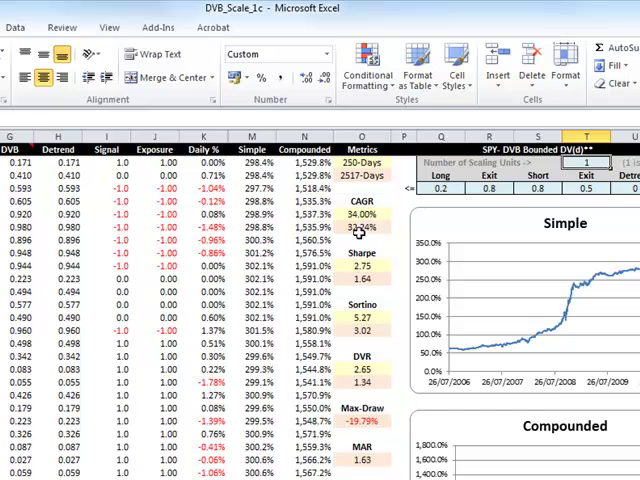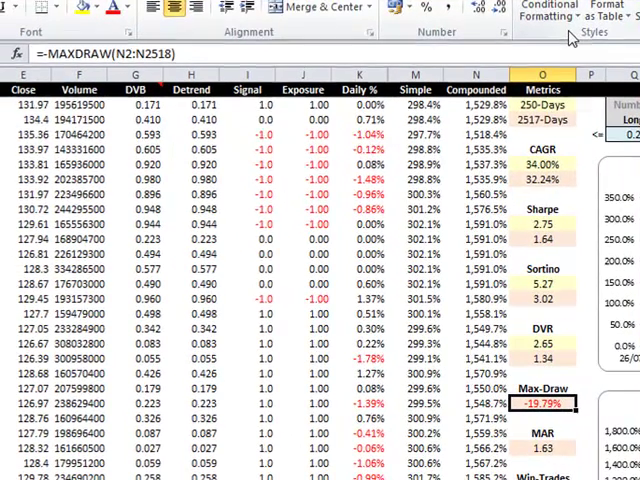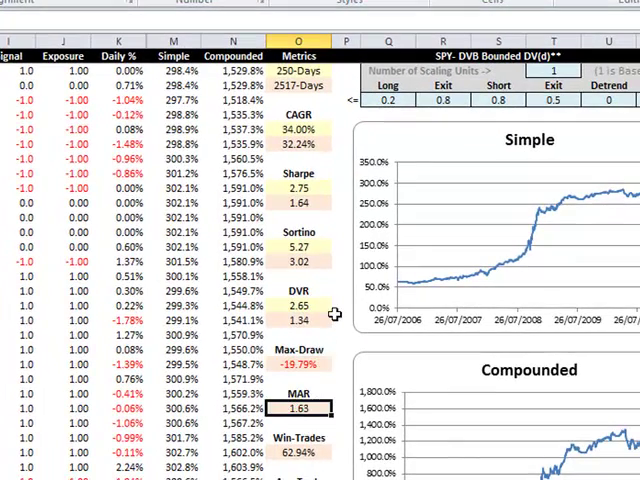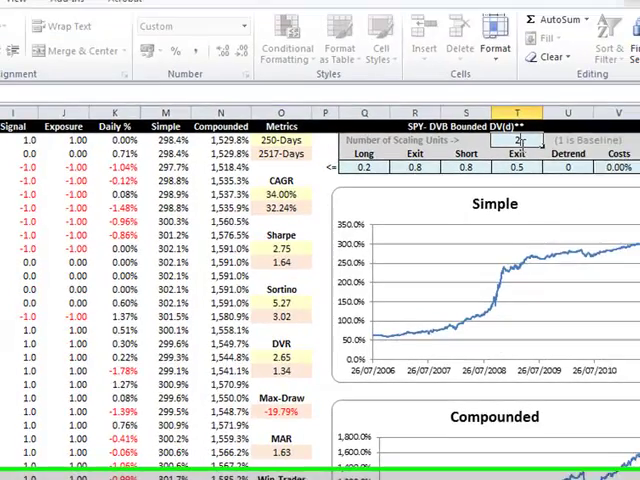So we can see here that the CAGR is 32%, which is actually very good. It actually improves on the CAGR of the baseline 0.5 entries, and the drawdown risk is also reduced to 19%. And the MAR is very good at 1.63. Now let's just see what happens if we divide it into a number of units.